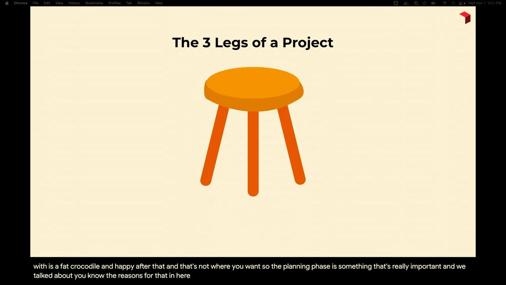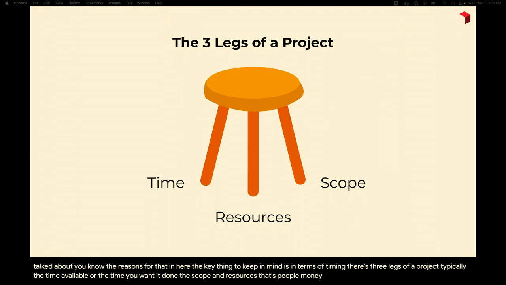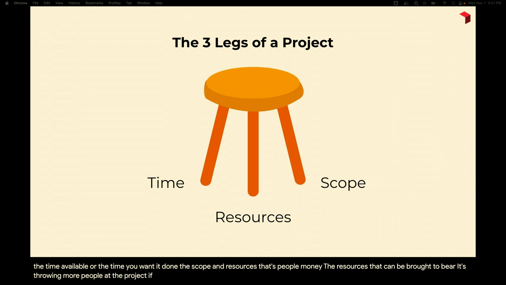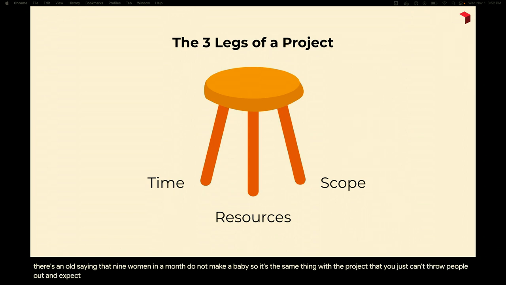The thing to keep in mind is, in terms of timing, there's three legs of a project typically: the time available, or the time you want it done, the scope, and resources. That's people, money. The resources that can be brought to bear. Keep in mind that throwing more people at the project, if it looks like you're not going to make the time, doesn't usually make a difference. There's an old saying that nine women in a month do not make a baby. So it's the same thing with a project: you just can't throw people at it and expect things to be resolved. You may not have the budget either.